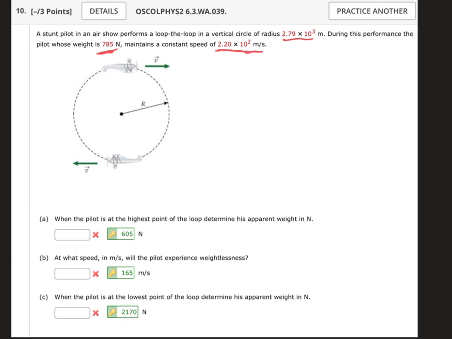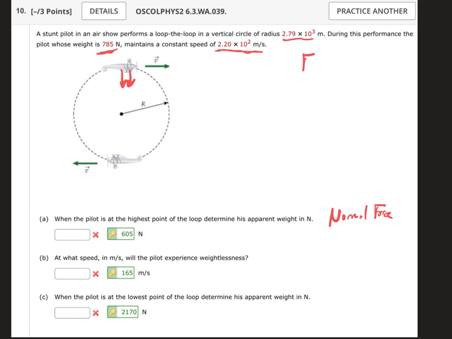It says, at its highest point, determine the apparent weight. What we're actually trying to find when we're looking for apparent weight is the normal force. So we want to find the normal force. At the top, on the pilot, there is the force of gravity pulling the pilot down, but also the seat of the plane providing a normal force that is making that pilot go in the same circle that the plane's going in. So that's what we're actually trying to find.